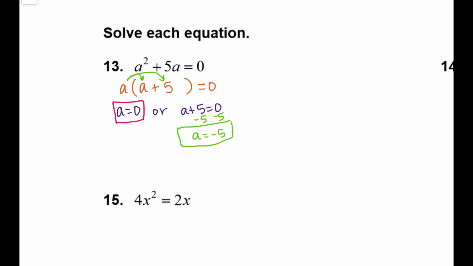And both of these answers will give us 0 at the end. If I plug 0 in, 0 squared plus 5 times 0 equals 0. 0 plus 0 equals 0.